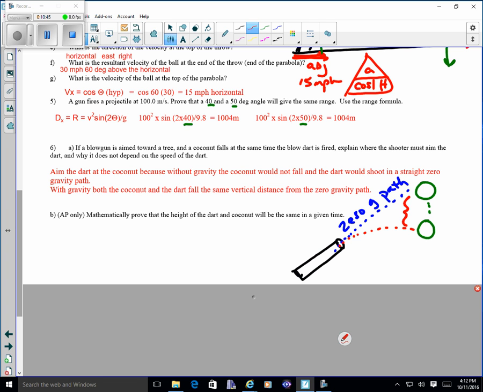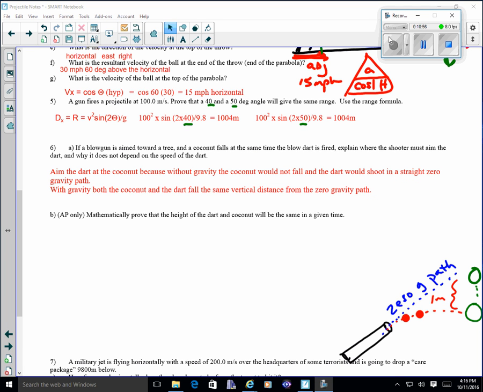Now, the poor AP kids have to prove this mathematically. And so if I want to prove that the height of the dart, and remember I'm going to call the height the distance in the y direction, I'm going to start off with one side being the dart, and I have to prove that that's going to equal the height of the coconut. And so I'm assuming that it's going to be because they got to hit each other.